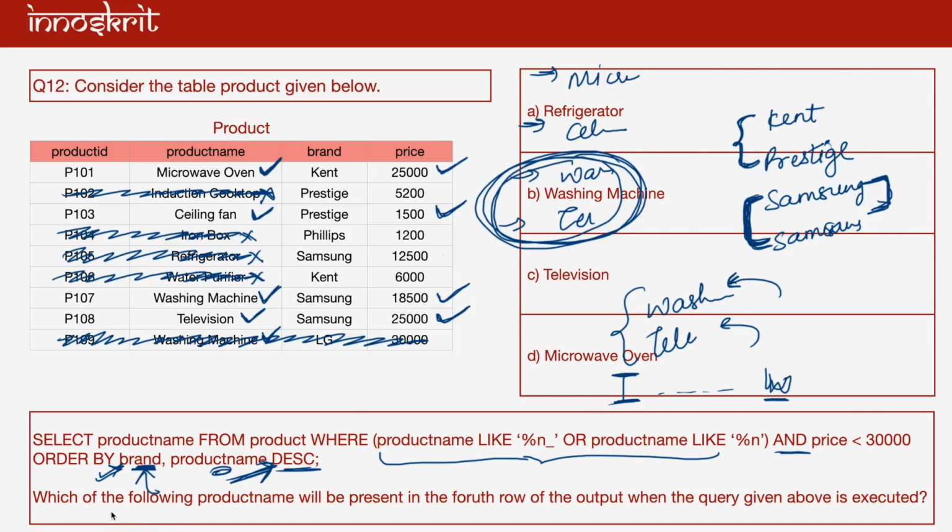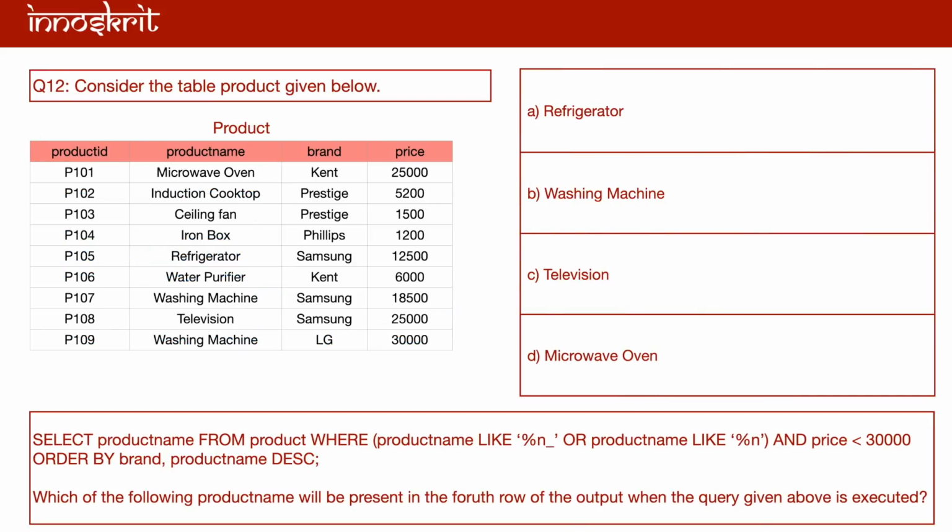So now the question is, which of the following product names will be present in the fourth row of the output when the query given above is executed? So I think the fourth is actually television. So hence the television is going to be our answer for this particular question. I hope you have understood this.